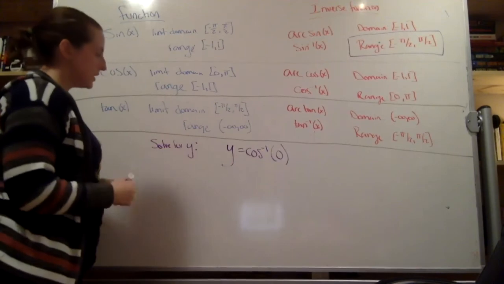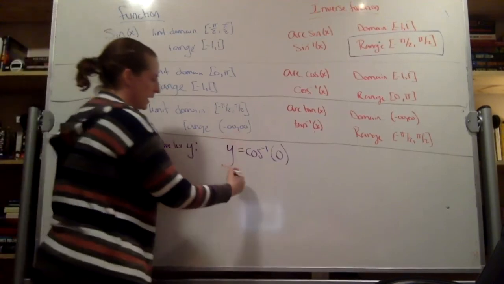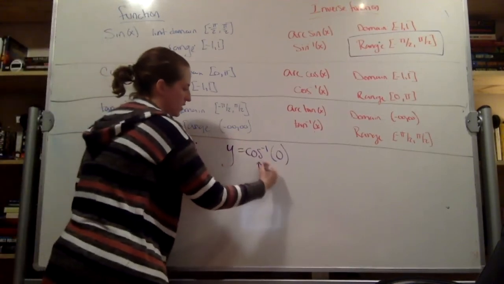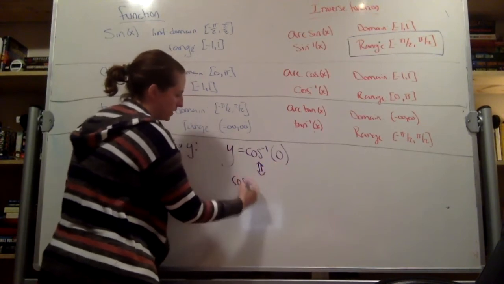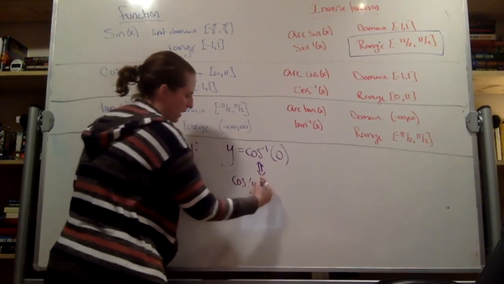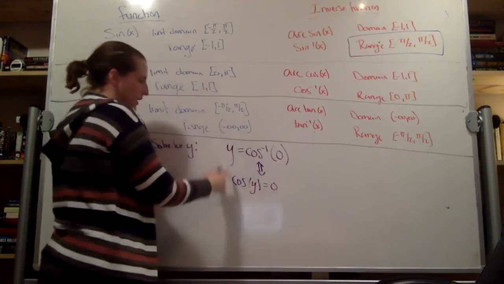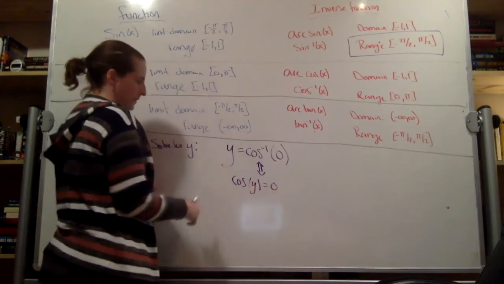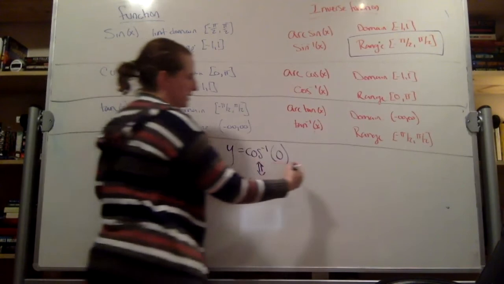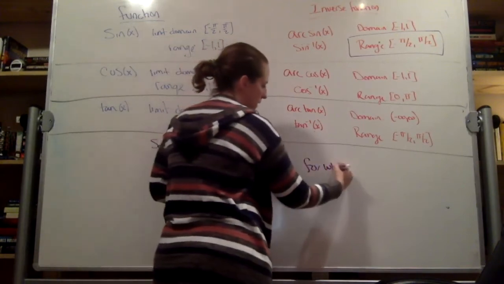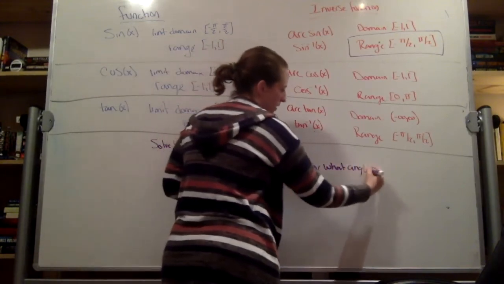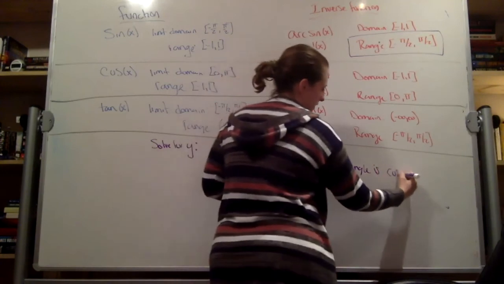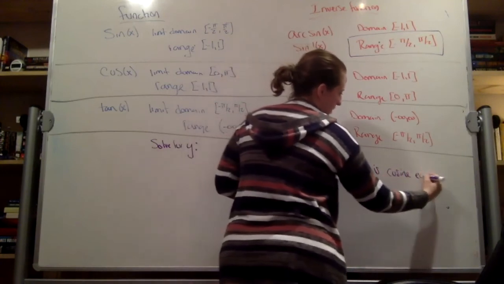So this question is really asking us, the analogous equation says cosine of y equals 0. These two things say the same thing. So this is really asking us, for what angle is cosine equal to 0?